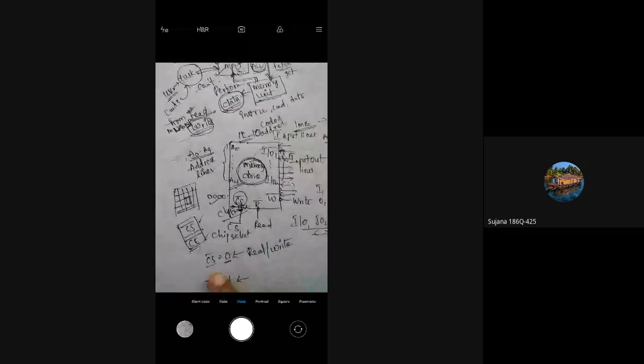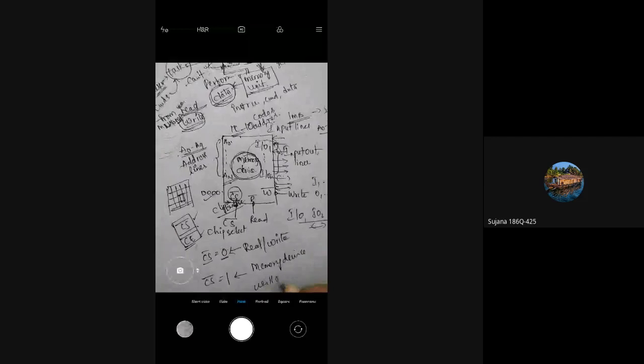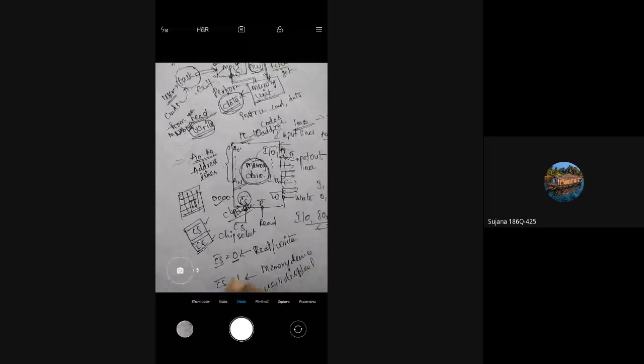then the memory device will be disabled. So if CS bar is at logic 1, the memory device connected to this MPU unit will be disabled.